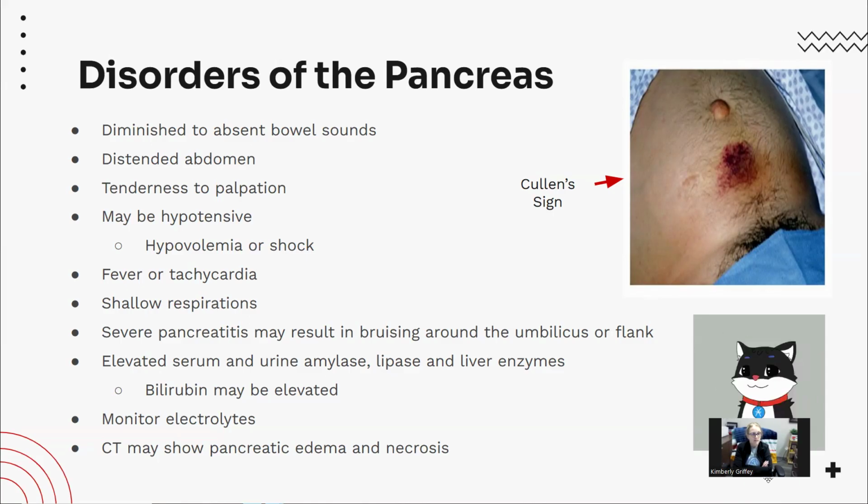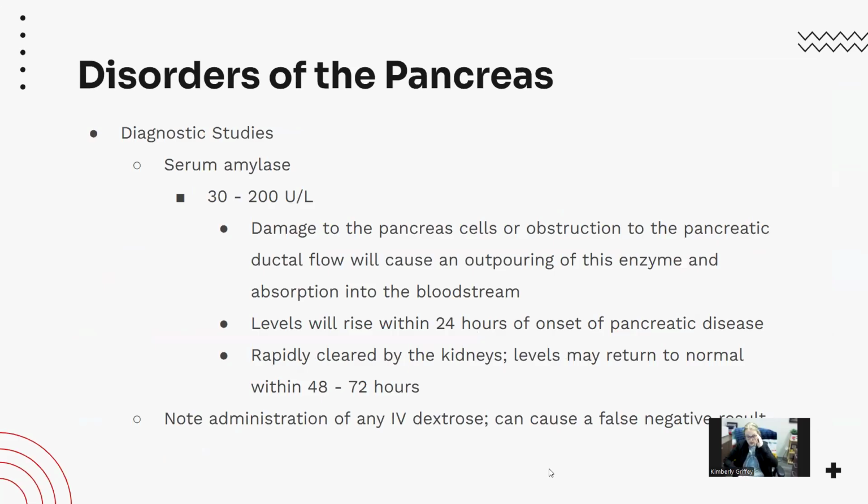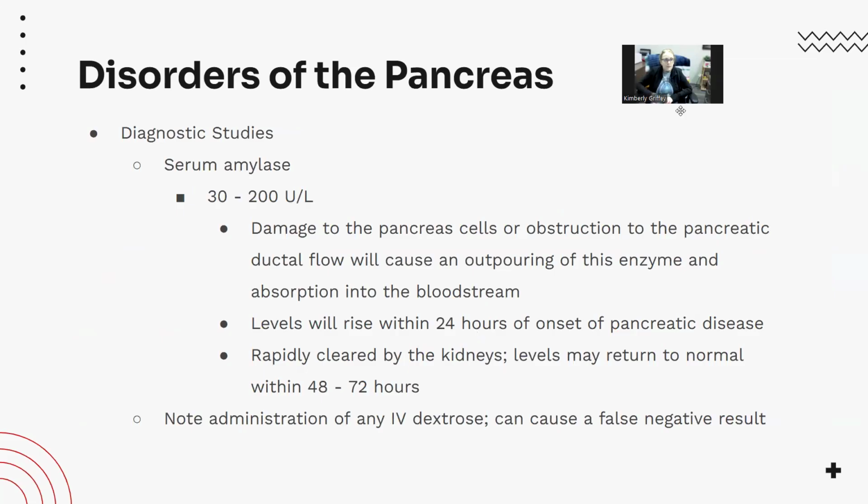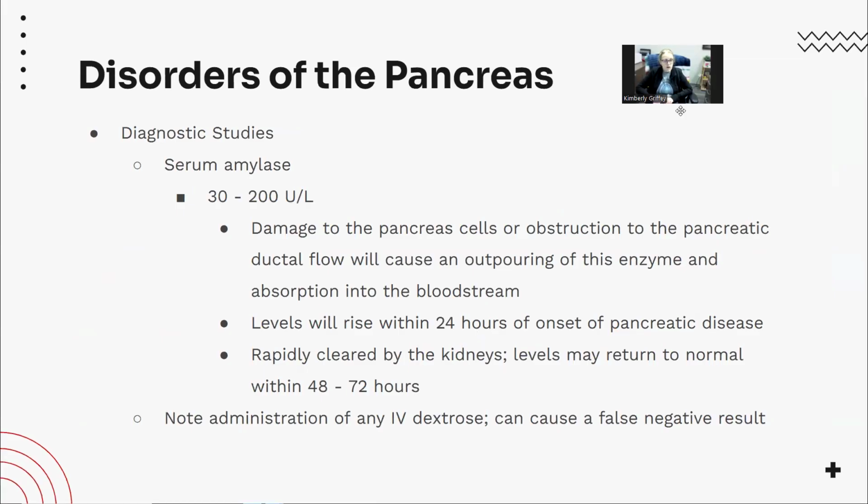They can also have elevated serum and urine amylase, lipase, and liver enzymes, or their bilirubin might also be elevated. So you want to monitor electrolytes, and the CT may show pancreatic edema and necrosis. So one of the ways to diagnose, they can have a serum amylase. Normal range is 30 to 200 units per liter.